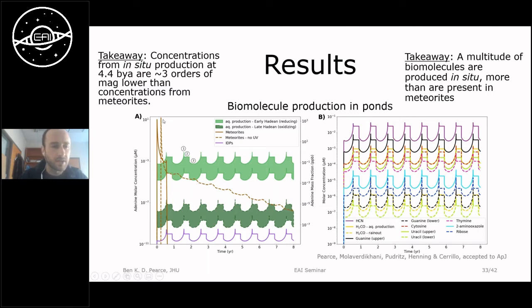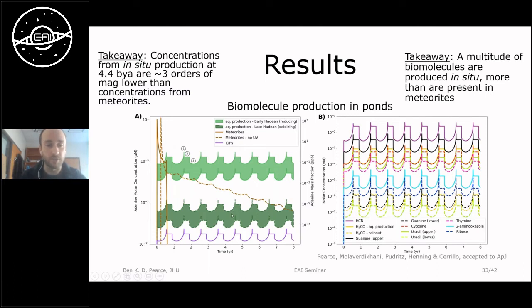There's about a 3 order of magnitude difference between the peak abundance of adenine from meteorites and the peak abundance of adenine from the reducing phase from hydrogen cyanide. And the key difference here is that the in situ production lasts for over 100 million years instead of just a few weeks. So although these concentrations are 3 orders of magnitude lower, this is your base abundance. This is what you're always going to be able to have in your pond during that 4.4 billion year ago phase, whereas meteorites are only going to provide bursts in nucleobase concentration above the base phase.